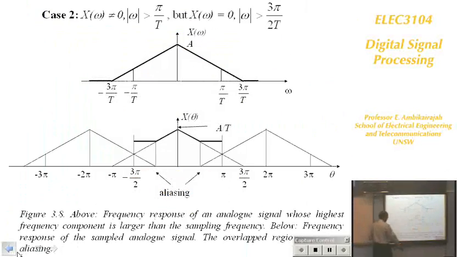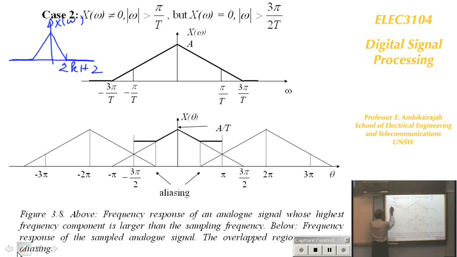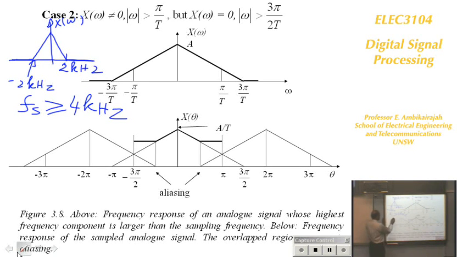Let me go back once more to make sure. If you have a spectrum, I can draw another spectral diagram. This is X(omega), my input spectrum, and I was told this point is 2 kilohertz and that's minus 2 kilohertz. What must be my sampling frequency? Fs has to be greater than or equal to 4 kHz, so that in the digital frequency, this is pi, this is minus pi, and this is Fs over 2, which is equal to 2.